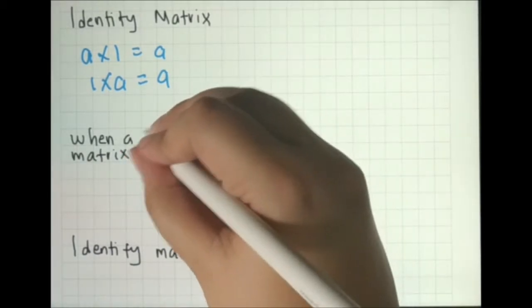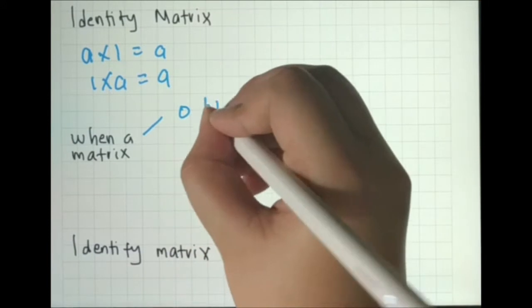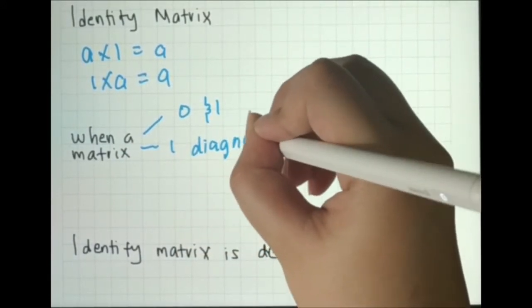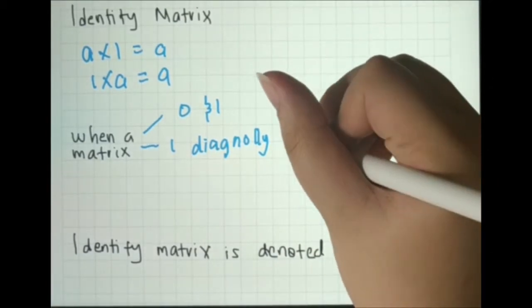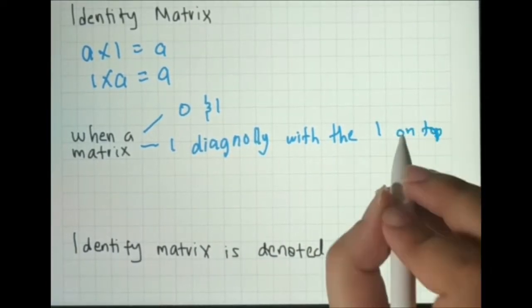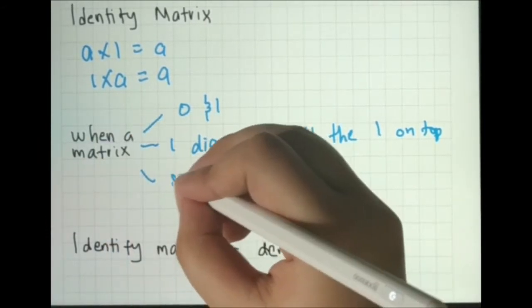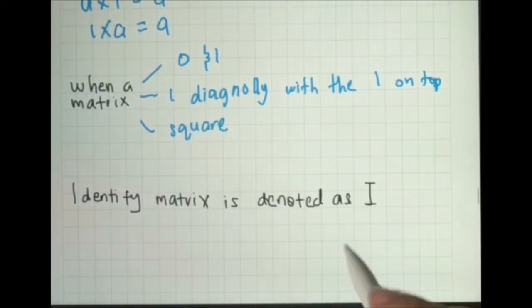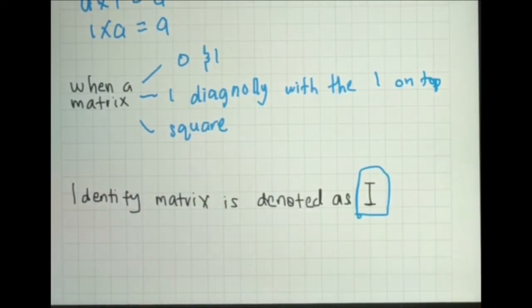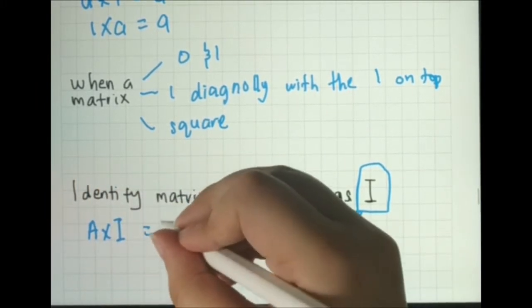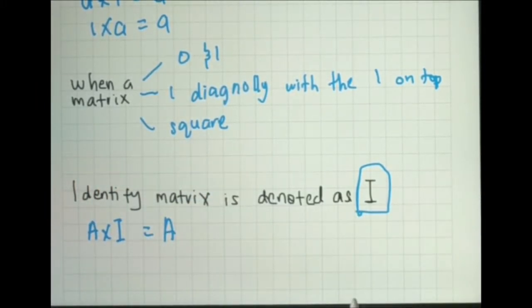So when a matrix consists only of 0s and 1s, where the 1s are placed diagonally, I don't know if that's spelled correctly, with the 1 on top, and when it is a square matrix, all of this will be an identity matrix. An identity matrix is denoted as I. So if matrix A times matrix I, our final answer will still be matrix A.